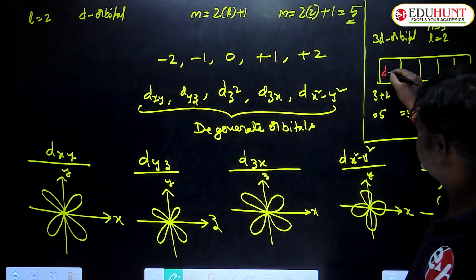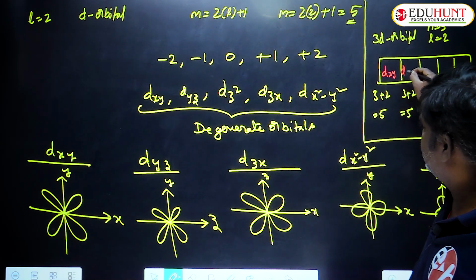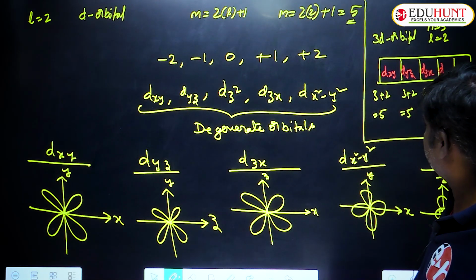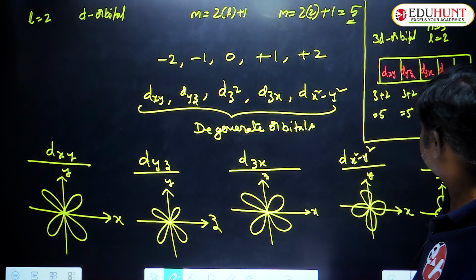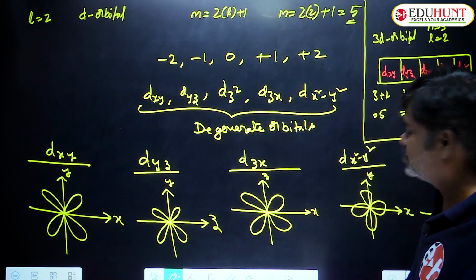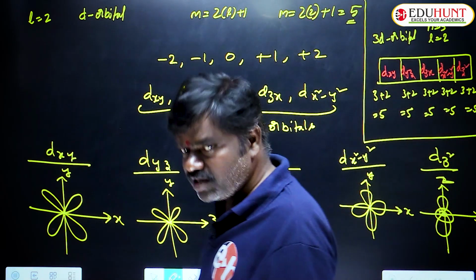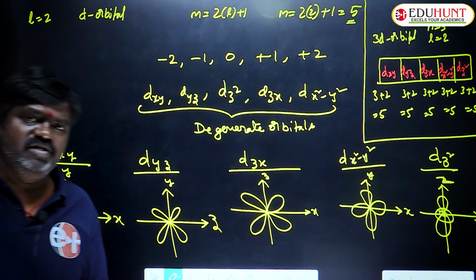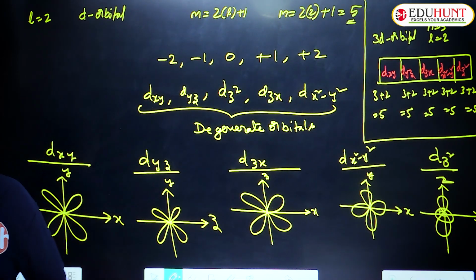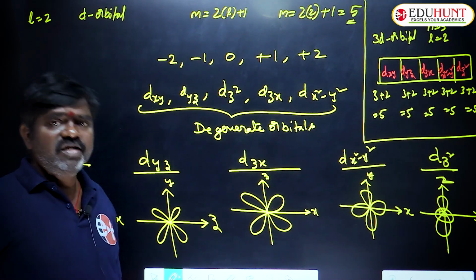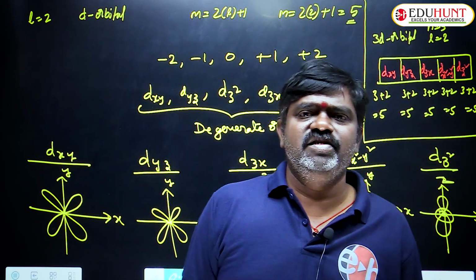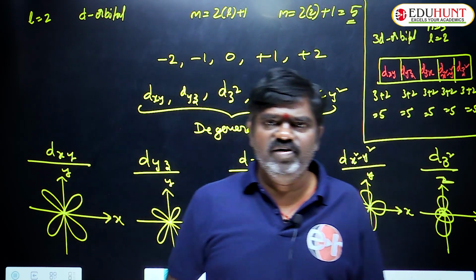So the 5 d orbitals are dxy, dyz, dzx, dx square minus y square, and dz square. 5 orbitals are present, and all 5 have equal energies. Equal energy orbitals are known as degenerate orbitals. Here the magnetic quantum number explains the spatial orientation of orbitals.